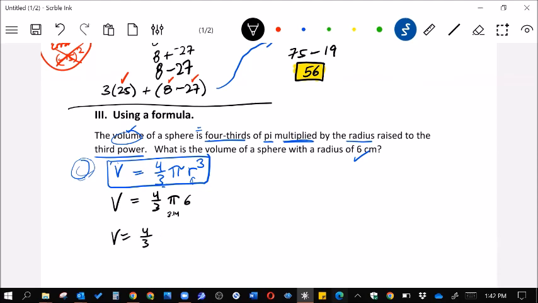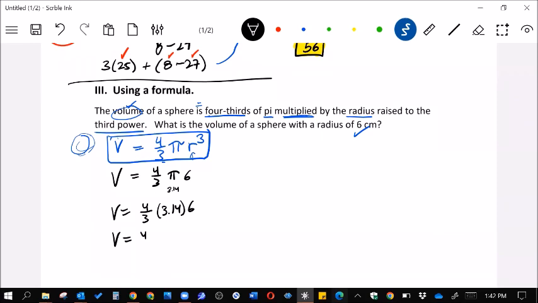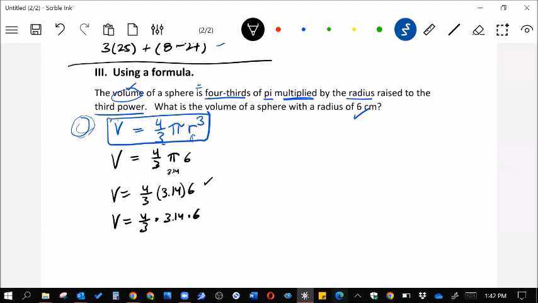Volume equals 4/3 times 3.14 times 6. I could have also written this as 4/3 times 3.14 times 6. It doesn't matter, as long as it's very clear that it's multiplying. I prefer this way just because I don't have to worry about the dots being mistaken as decimals, which I might accidentally do myself sometimes. So you would put this in the calculator as 4 divided by 3 times 3.14 times 6.